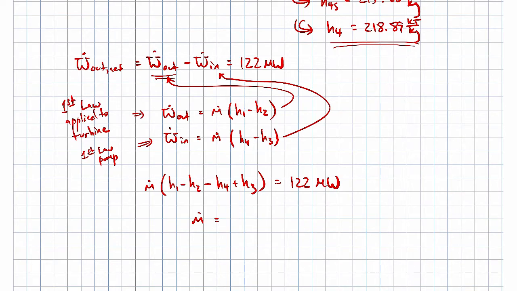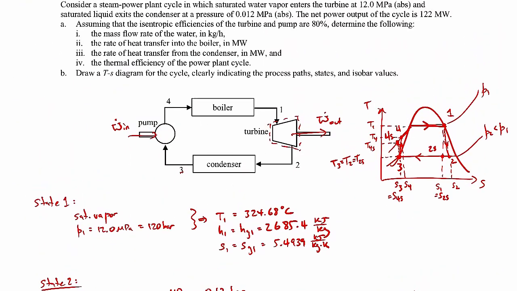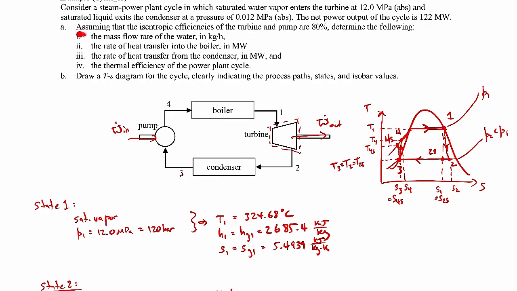You get the idea. So we can solve now for M dot when you plug in our values for all the specific enthalpies that we just found moments ago. And if you work that out, that comes out to be almost 600 times 10 to the 3 kilograms per hour. Okay, I think you get the idea. So it's an application of just the first law applied to the pump and the turbine. Okay, so that's our first part here, mass flow rate.